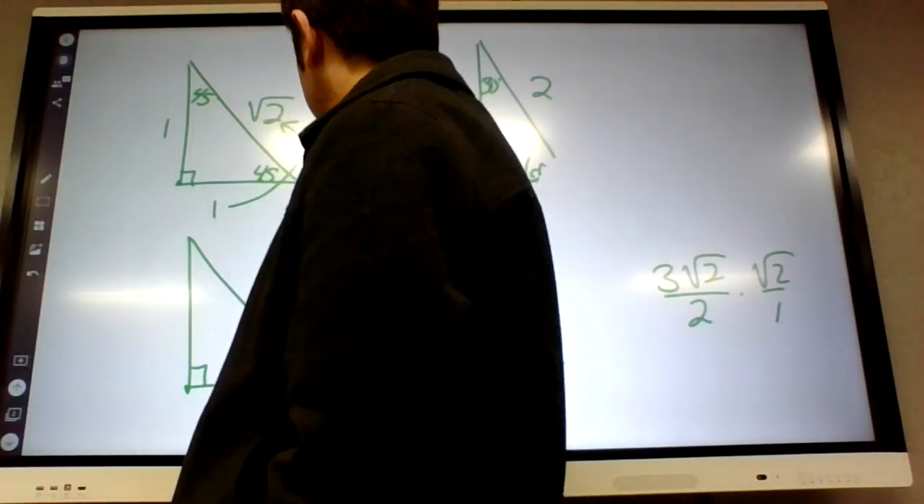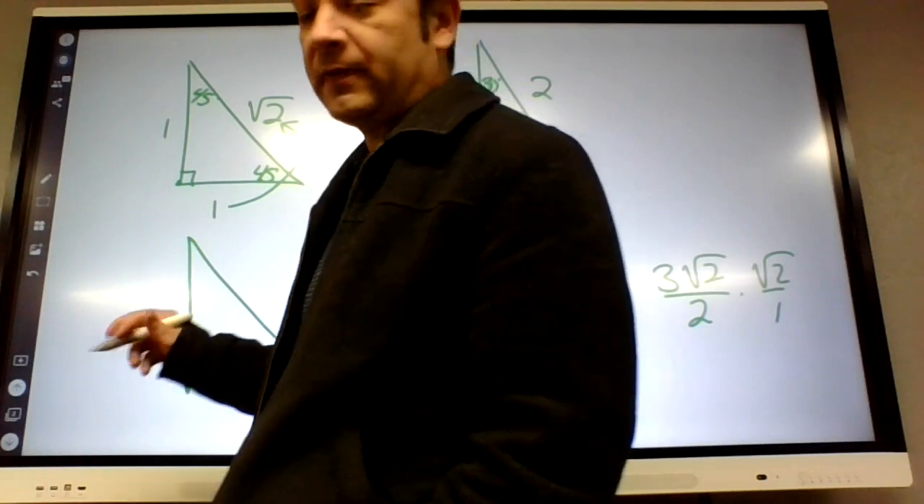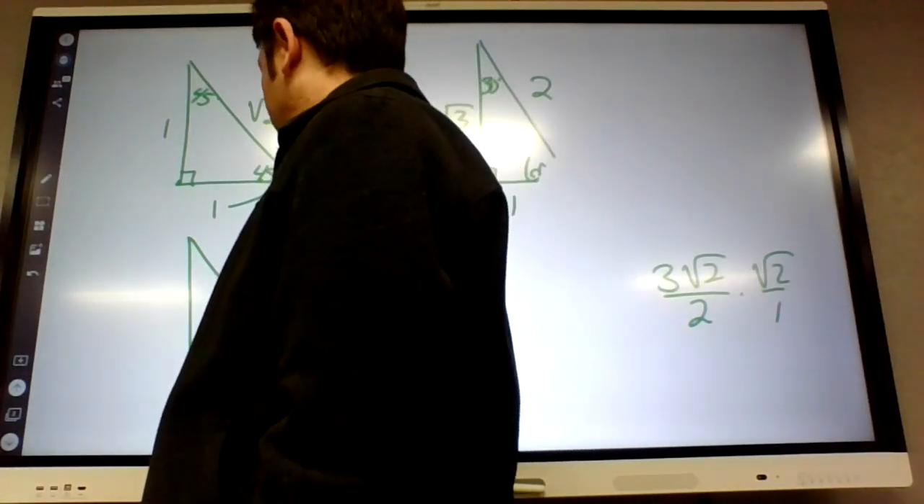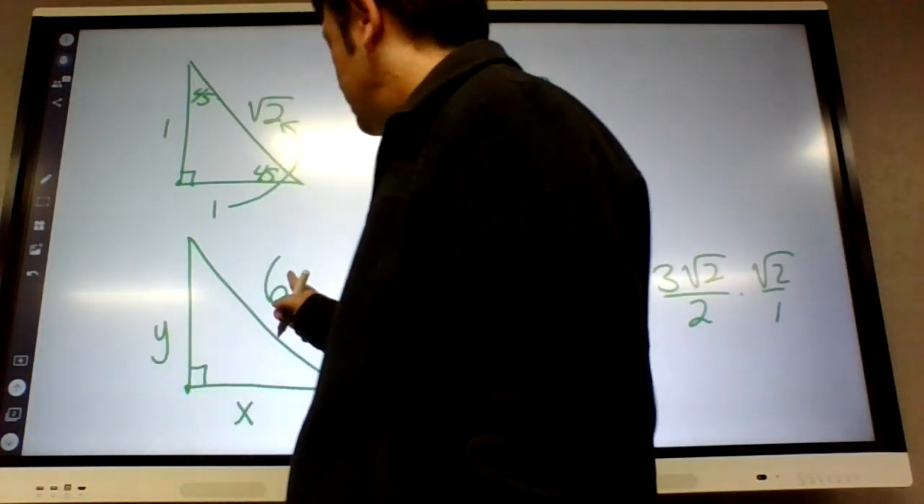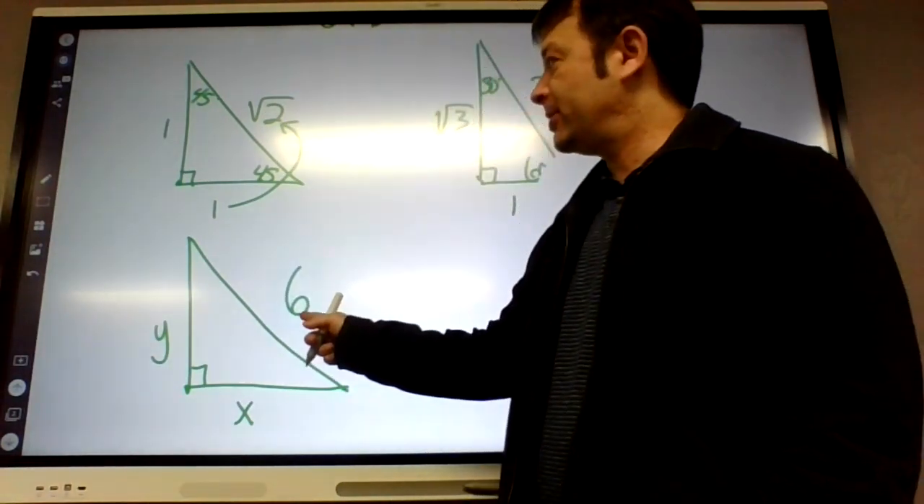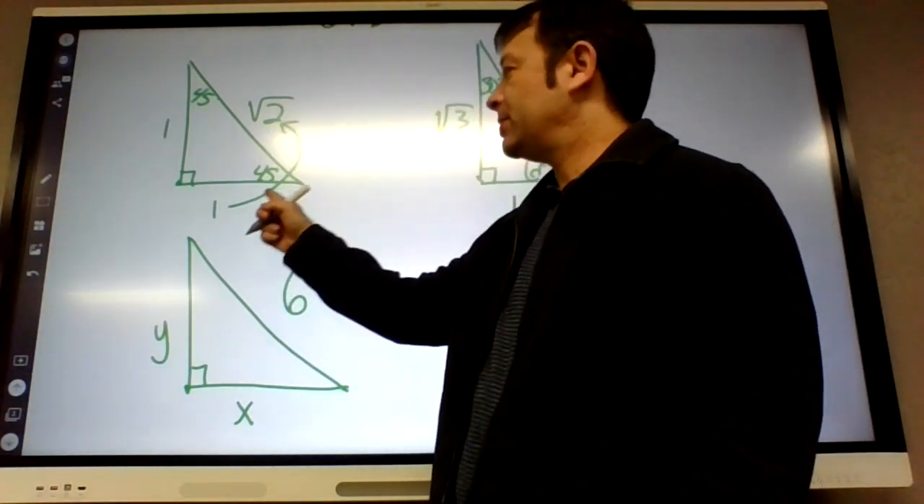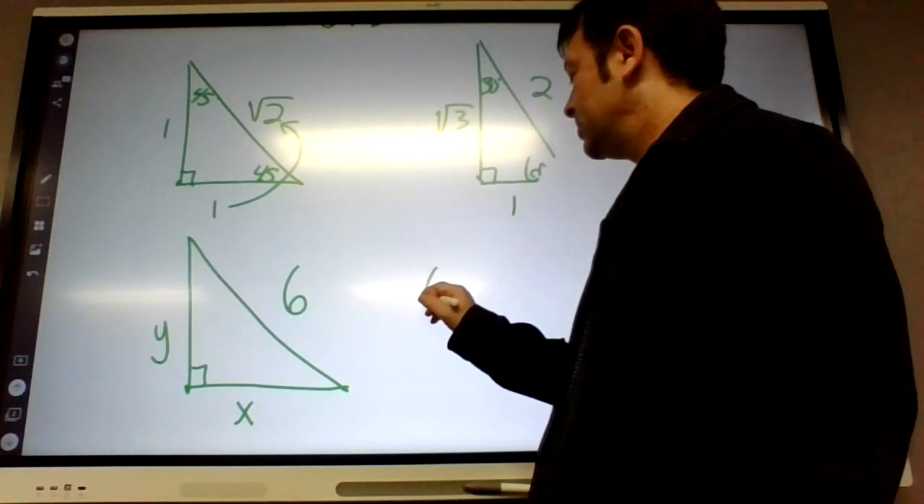Oh, wait. What problem are we on? Okay, so number 5. What's different about 5? Starting with the hypotenuse. So how do we go from the hypotenuse to a leg? Divide by square root of 2.